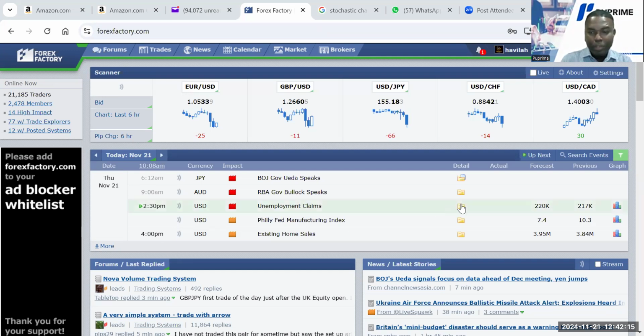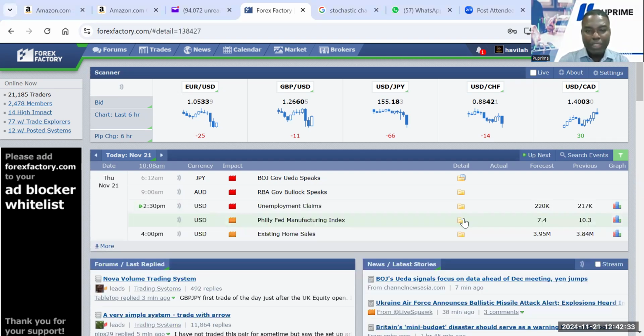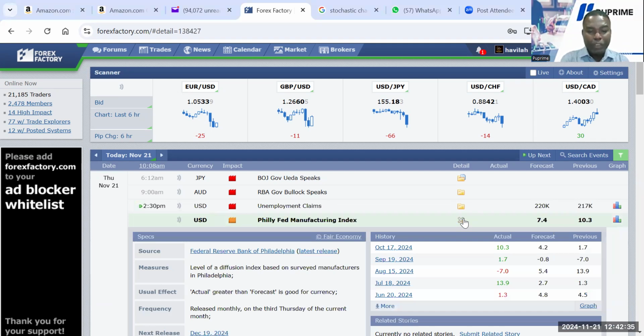So let's look at unemployment claims. We said that unemployment claims measures the number of individuals who filed for unemployment insurance for the first time during the past week. And actual less than forecast is good for the currency. And the Philly Fed Manufacturing Index is a level of the efficient index based on surveyed manufacturers in Philadelphia, and actual greater than forecast is good for the currency.